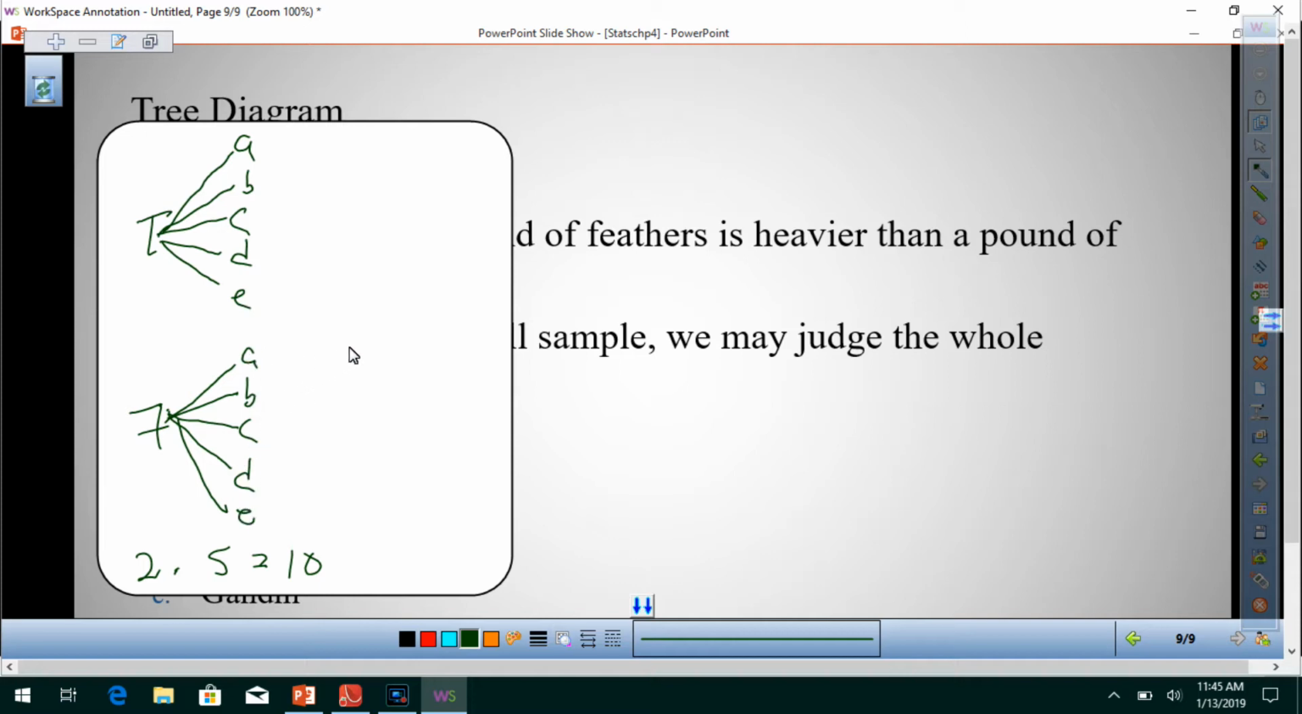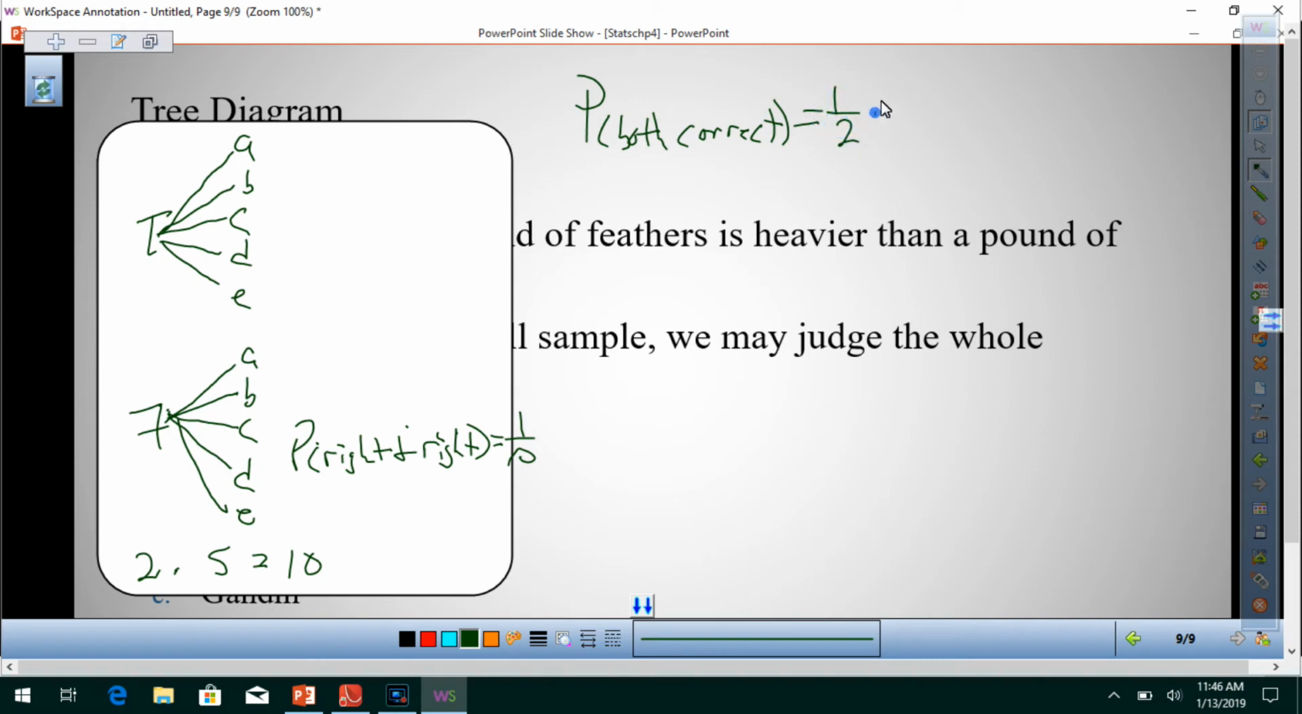And there is only one correct answer. So the probability of right and right is 1 over 10. So here is the beauty of the multiplication rule, okay? The probability of both correct would be, well, what's the probability of the first one? 1/2 times the probability of the second, 1/5, which gives you 1/10. Now, it wasn't too complicated on this one because the first one was 2 and the second one was 5, but it could get complicated real quick, okay?